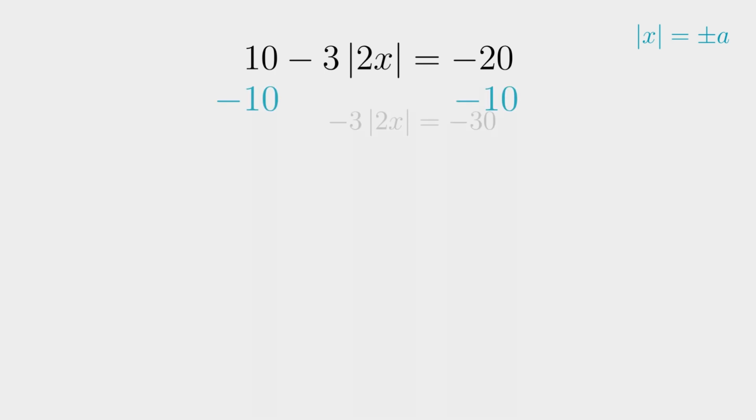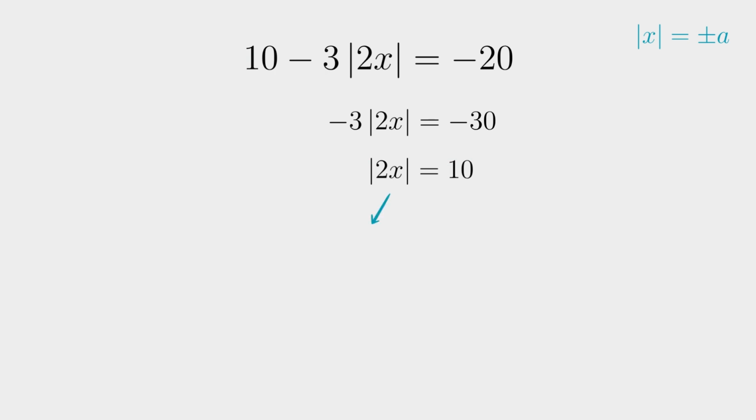Third example, 10 minus 3 times the absolute value of 2x is equal to minus 20. We want to simplify this expression so that the absolute value is alone on the left. Subtract 10 from both sides, then divide both sides by negative 3. And now you have the absolute value of 2x is equal to 10. Yet again, you will get two answers for x.